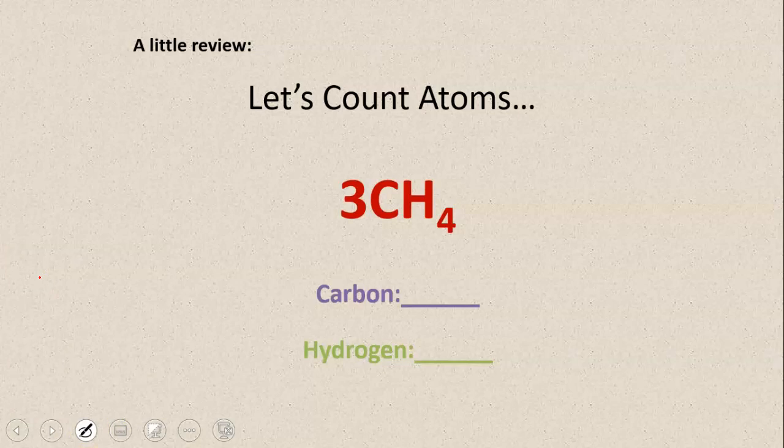So we have 3 molecules of CH4. All right, so we have 3 of this entire thing right here, this entire molecule, CH4. So this 3 is going to get distributed to everything in this molecule because there's 3 of everything here, which means that we have 3 carbons. We have 4 hydrogens right here, but we have it 3 times. So 4 hydrogens 3 times gives us a total of 12 hydrogens.